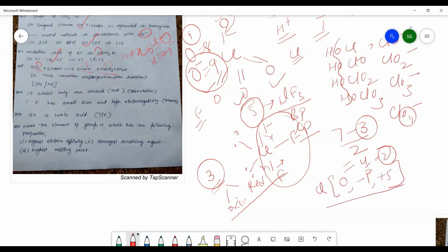So you can see that it fulfills the requirement for the disproportionation reaction, and we can say yes. So this can also be asked in an assertion-reasoning type question or case study like question.